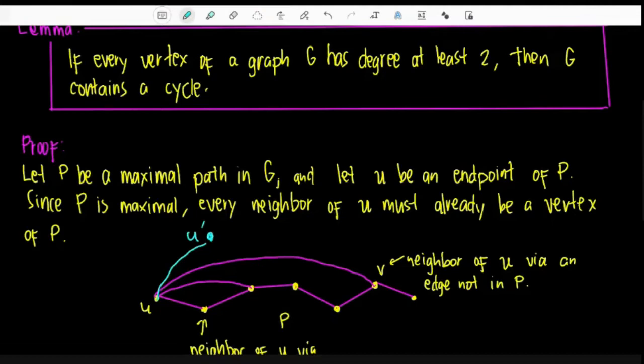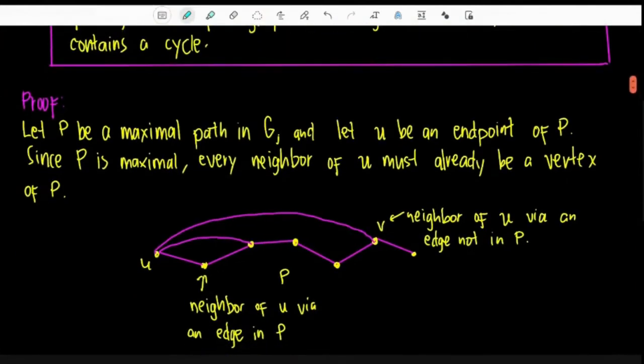Pero sabi natin P na yung maximum length eh. So hindi pwedeng may mas mahaba pa sa P. So that means wala nang neighbor si U na wala pa kay P. So lahat ng neighbor ni U dapat na kay P na. Kasi pag meron pang isang vertex na wala kay P pero neighbor ni U, edi ibig sabihin hindi pala yung P yung pinakamahaba, may mas mahaba pa pala. Okay. So pag P is maximal, then every neighbor of U must lie in P. Okay? So, in this path, pwedeng dalawa, pwedeng tatlo, pwedeng lahat neighbor ni U. Pero sigurado tayo na at least may dalawang neighbor si U.